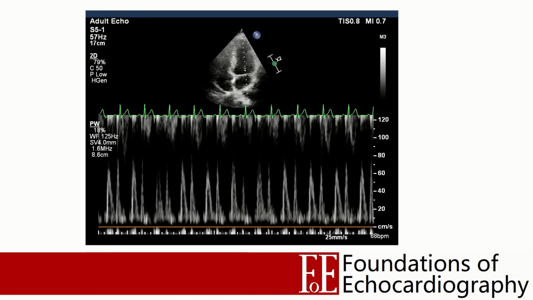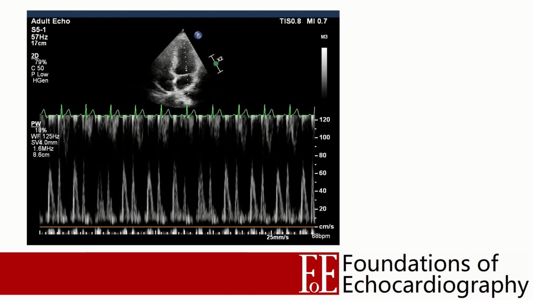Next, sweep speed should be adjusted. Now there's no single sweep speed which is correct, and it will depend on what you're trying to demonstrate. Here the sweep speed has been reduced to 25 millimeters of screen per second. This allows us to see 11 cardiac cycles, and allows us to appreciate the impact of respiration on LV filling.